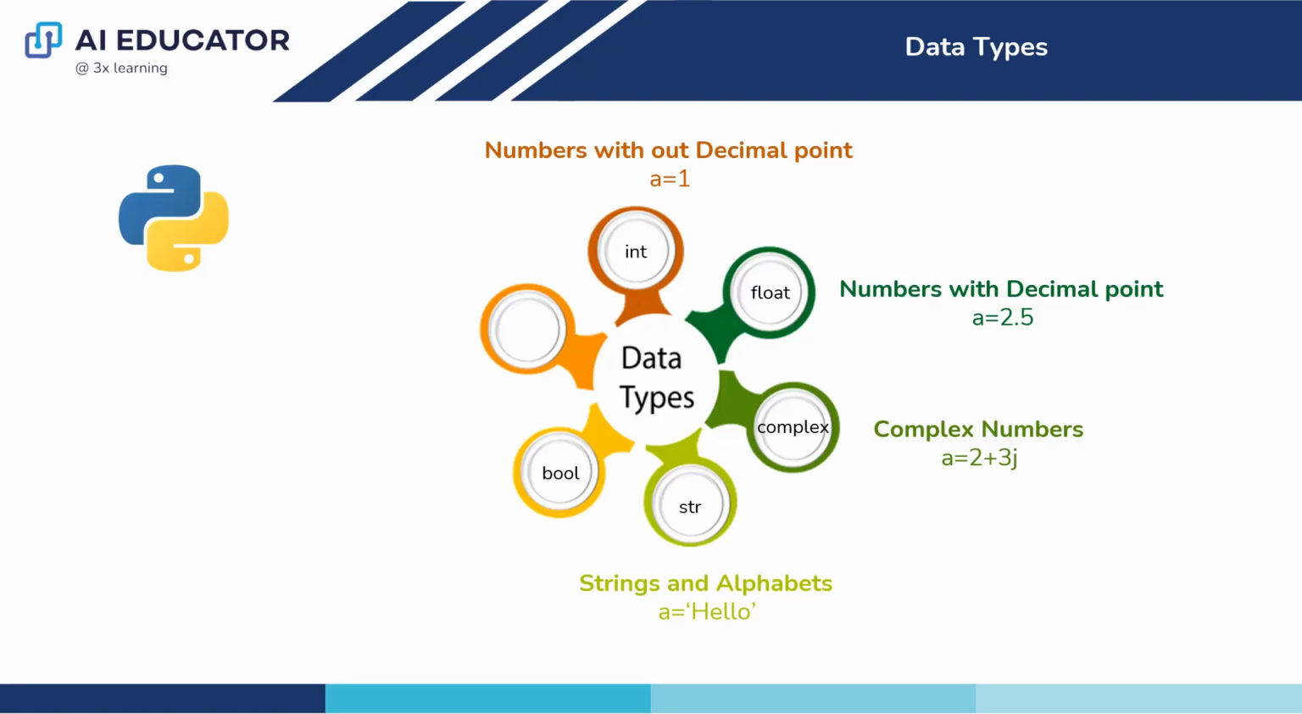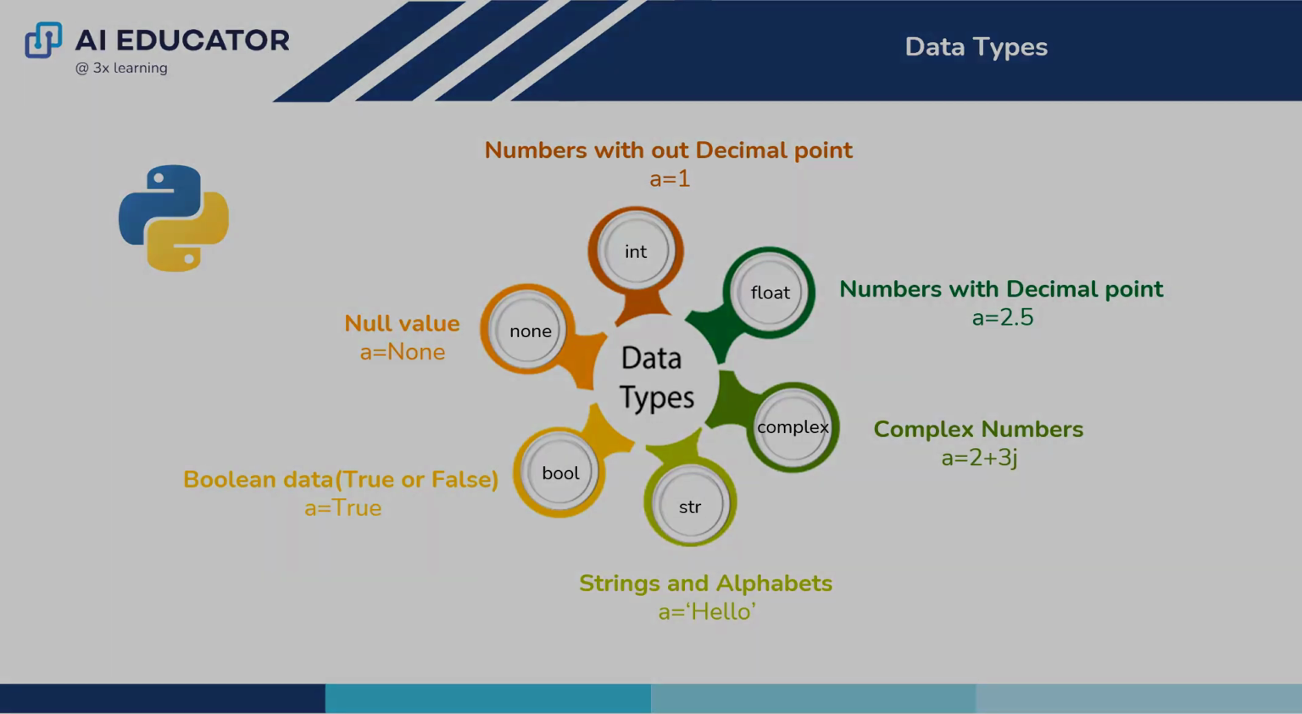Next, we have bool. Bool is a data type used to store the boolean type of data, which can only store two things, either true or false. Next, we have none. None is a data type used to store null values. Now, let us see how to create different data types by writing simple Python code.